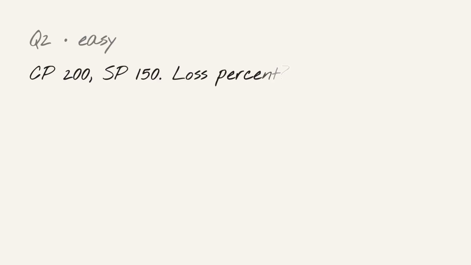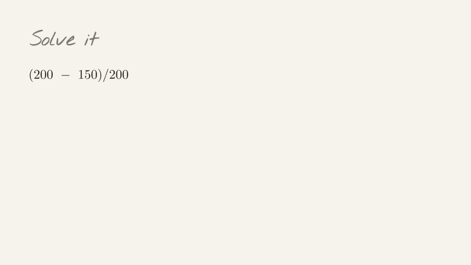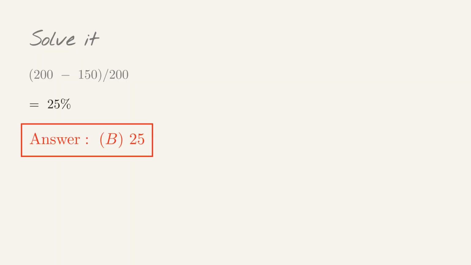Next one. Loss over cost times 100. Pause, give it a real attempt, then I'll walk through it. The loss is 50 on a cost of 200, which is a quarter, 25%. Loss percent also sits on the cost price.